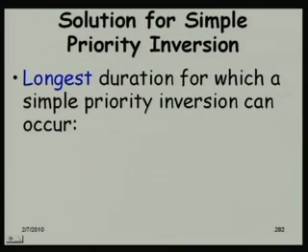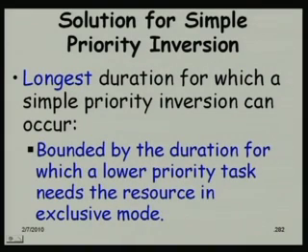So, let us see, when a simple priority inversion occurs, that is, a high priority task is waiting, what can be done? Now, the longest duration for which a simple priority inversion can occur when a high priority task is waiting for a low priority task is basically how long the low priority task will use the resource in the exclusive mode, is not it? Simple thing. The maximum duration for which the low priority task will need the critical resource is the duration for which a simple priority inversion will occur. We are not talking of unbounded inversions.